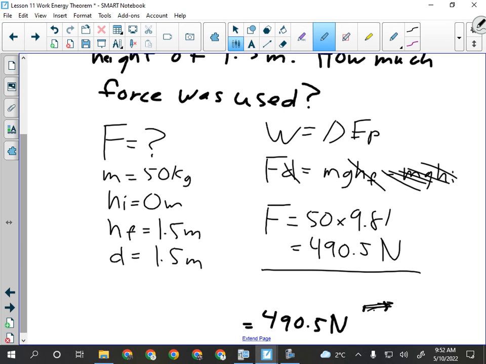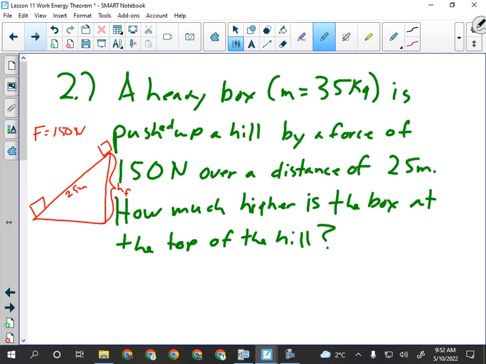All right, questions on that one? Okay. We talked about this going up a hill thing yesterday, so see if you can give this one a try. I will tell you that the speed of the block is not changing. It is going up the ramp at a constant speed. So hopefully that can help you.